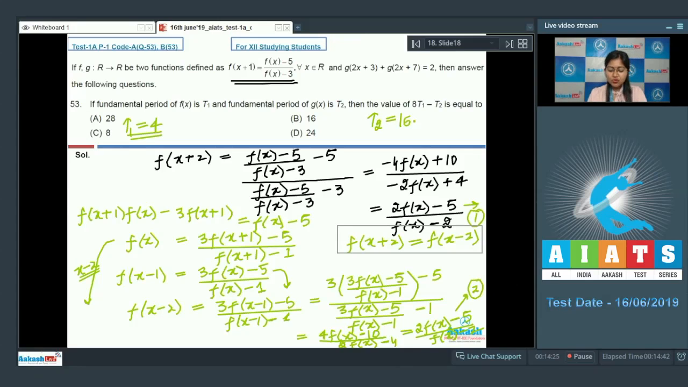So we have to find the value of 8 into 4, that is 32, minus 16. So it is equal to 16. So the answer will be option number B.